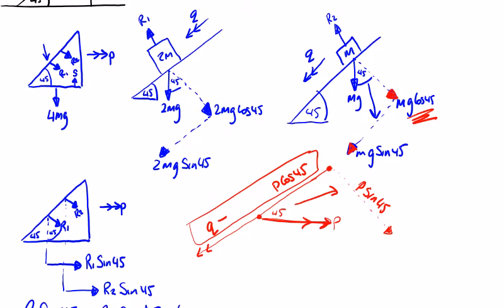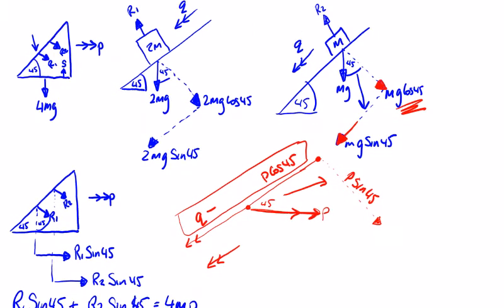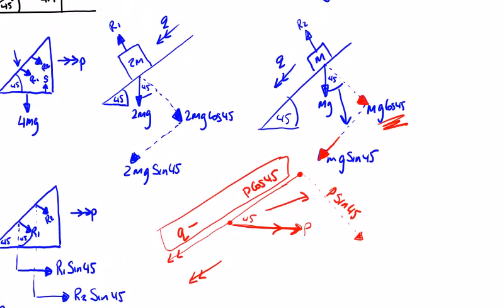So let's set up my equations. Let's go in this direction first. So the forces in this direction are this one. So we start with 2m going down in this direction. We're going to get 2mg sine 45.